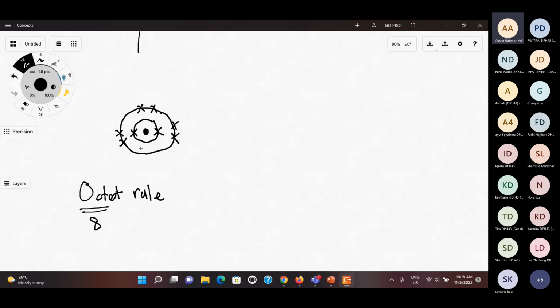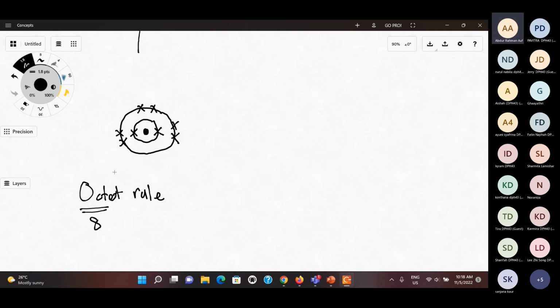Okay, so that's the meaning of that rule. If you have a complete 8 electrons in your orbital, it is less likely to react. In this example that I gave, we have only 6: 1, 2, 3, 4, 5 and 6. So we only have 6.